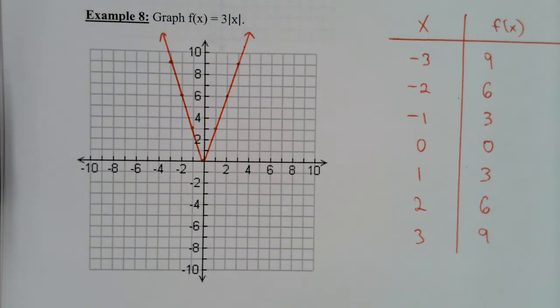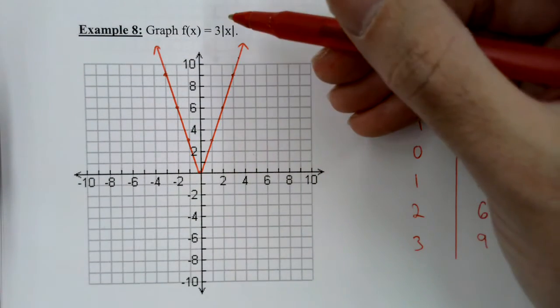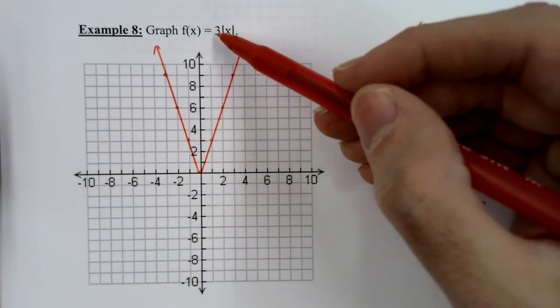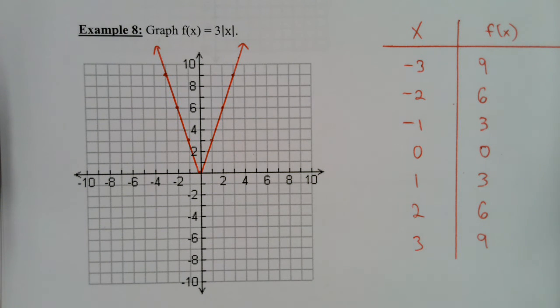And again, look, it's a vertical stretch. It is skinnier than if it was just f of x equals the absolute value of x. That 3 out front indicates that's what's going to change.